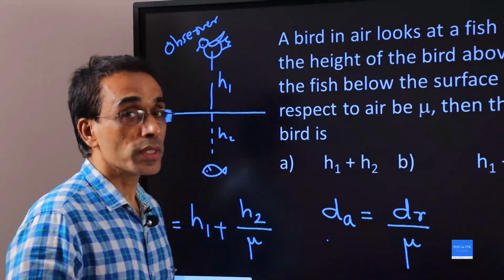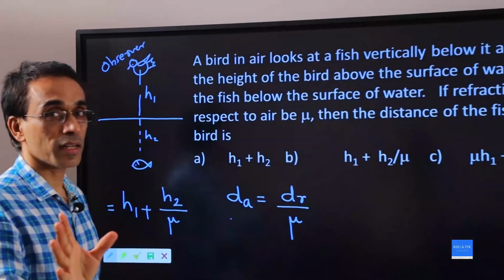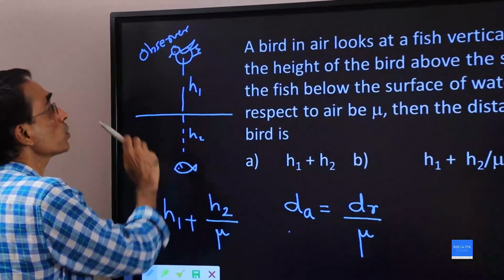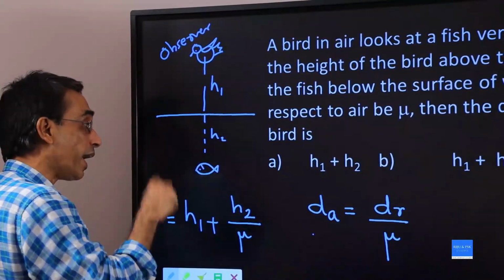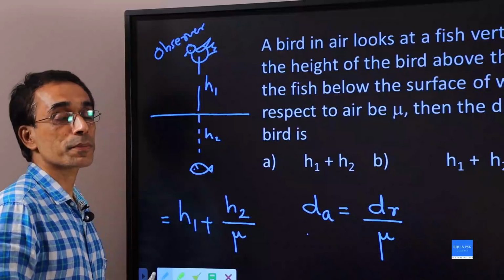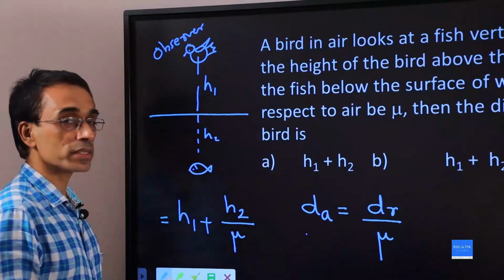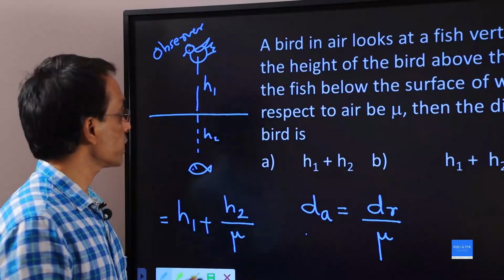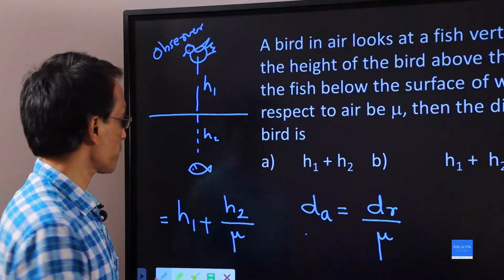And I am giving you some food for your brain. What will be the distance from the fish to the bird as seen by the fish? As seen by the fish. You have to work out in detail about apparent depth, then you will understand. Okay.